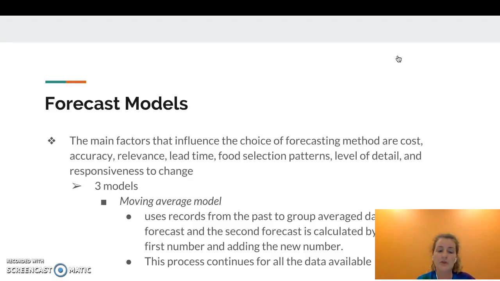The moving average model pretty much takes all of the data and as it inputs a new number, it drops off the oldest one. So it's constantly changing and continues for all the data available. And it's constantly modernizing itself to meet your current demands.